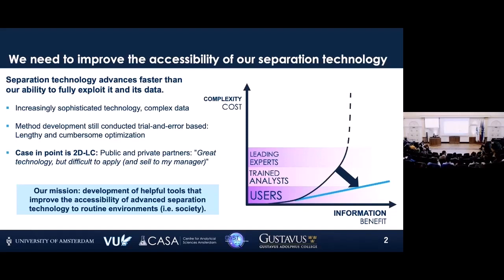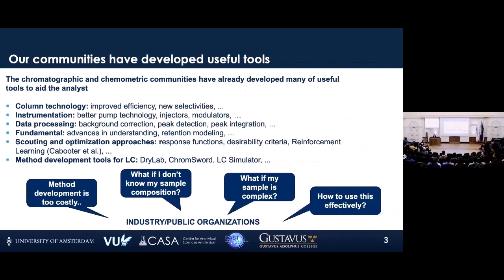Right, so on this plot, you see on the x-axis the information that you can get out. Of course, with more powerful separation technology there is a higher potential of getting information out, but it also costs more, not only the instrument but also us, since we need to do something with this data. This is basically the case in point also for 2D-LC.